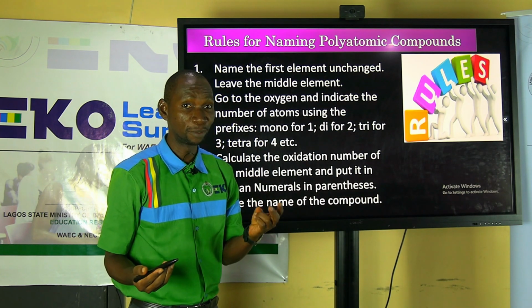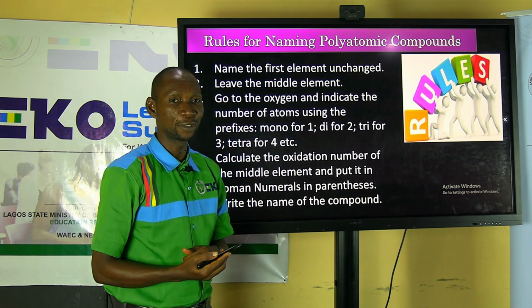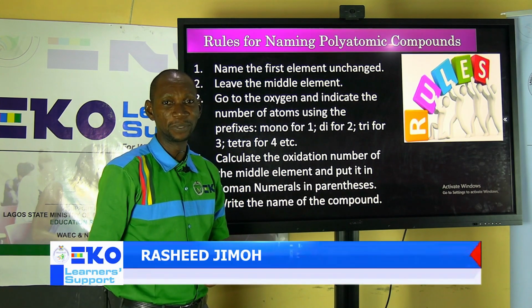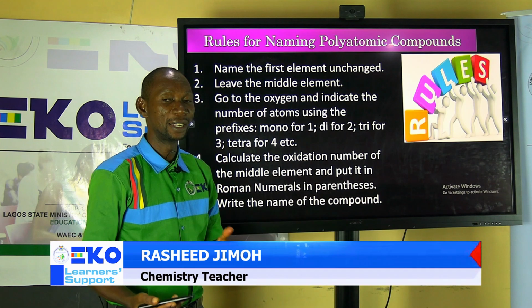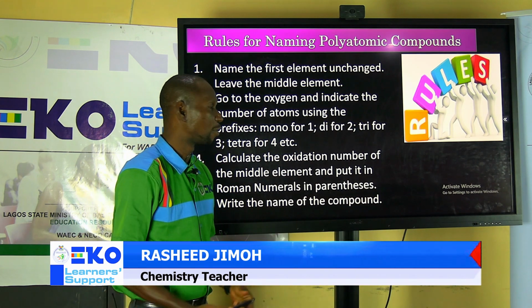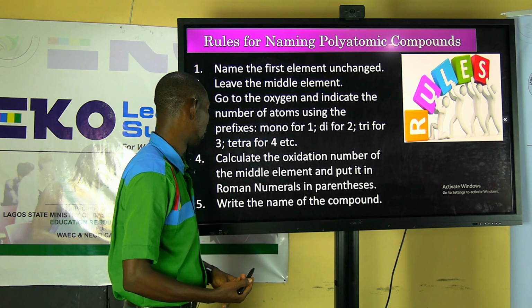If there are 3, what does that become? Trioxo. You're really getting good at this now. If there are 4, that becomes what? Tetraoxo. So you can see how we're building up the name gradually.